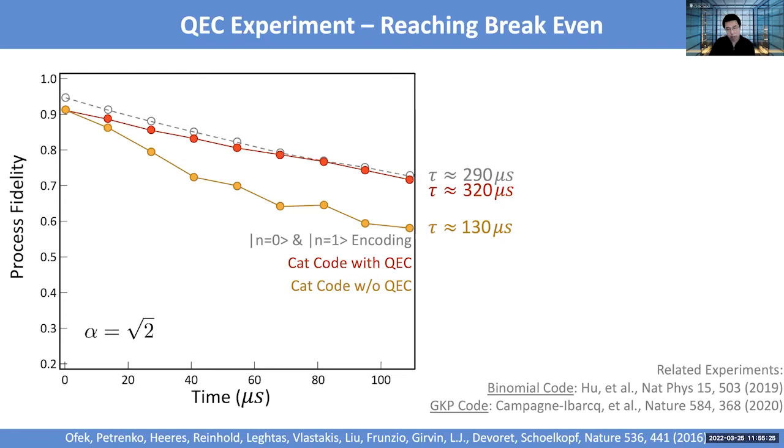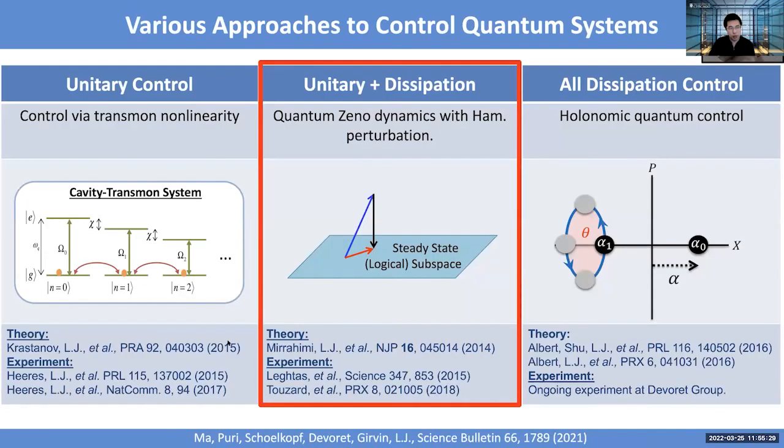Okay, so now that actually corresponds to the case where we are using unitary control and measurement feed forward to help us do quantum error correction. However, this is not the only way. And here I want to point out that we can, in principle, introduce dissipation combined with the unitary to also help us control the system.